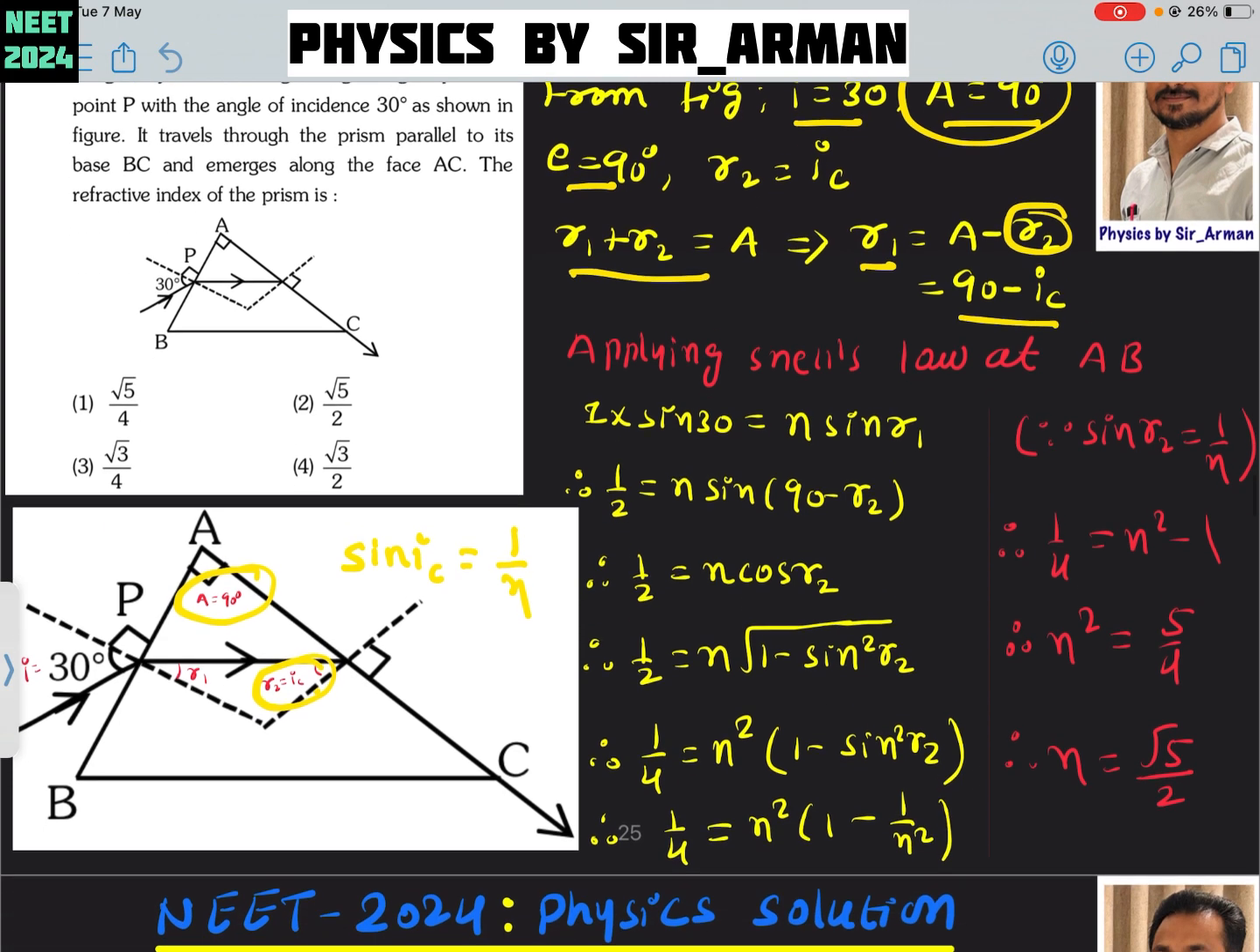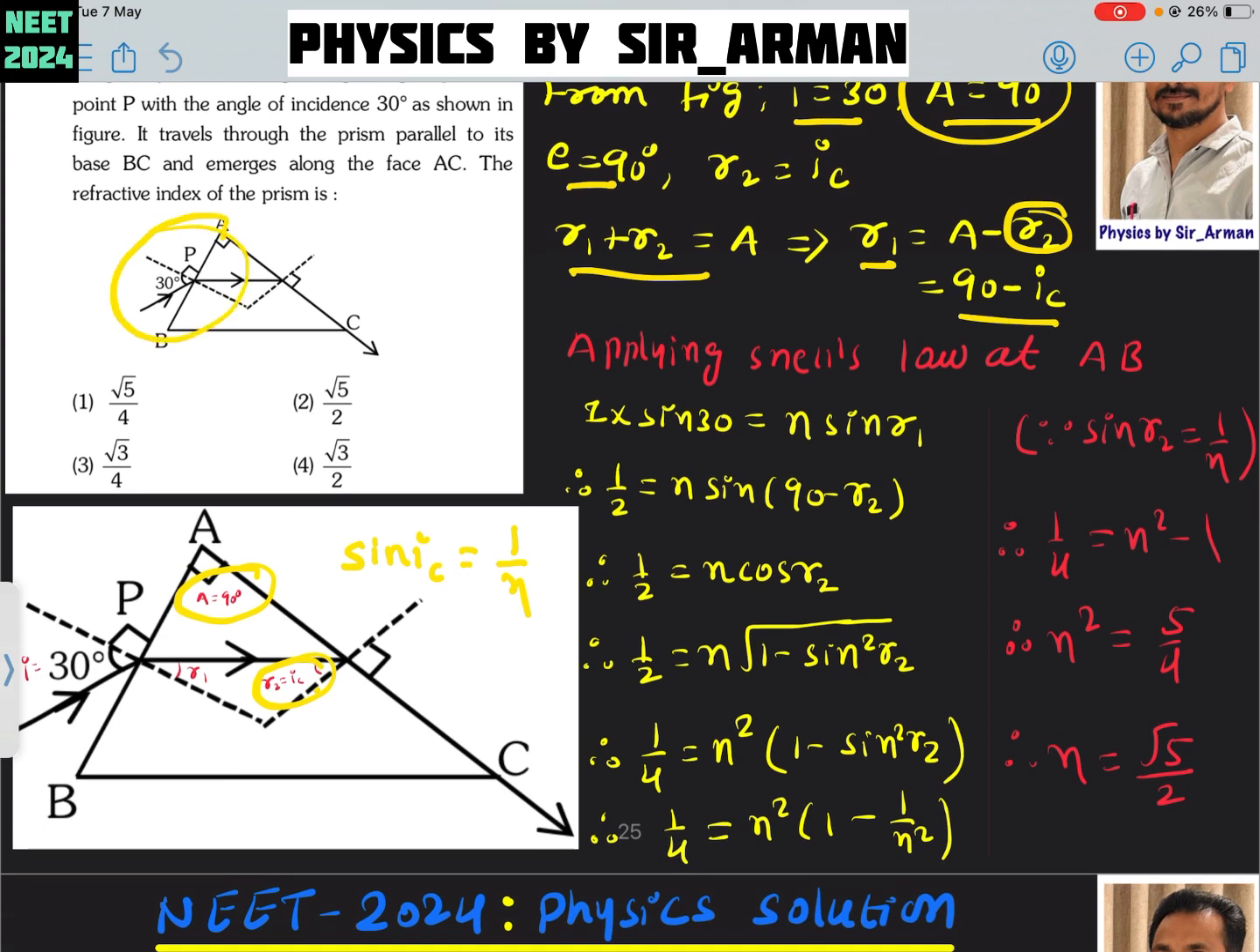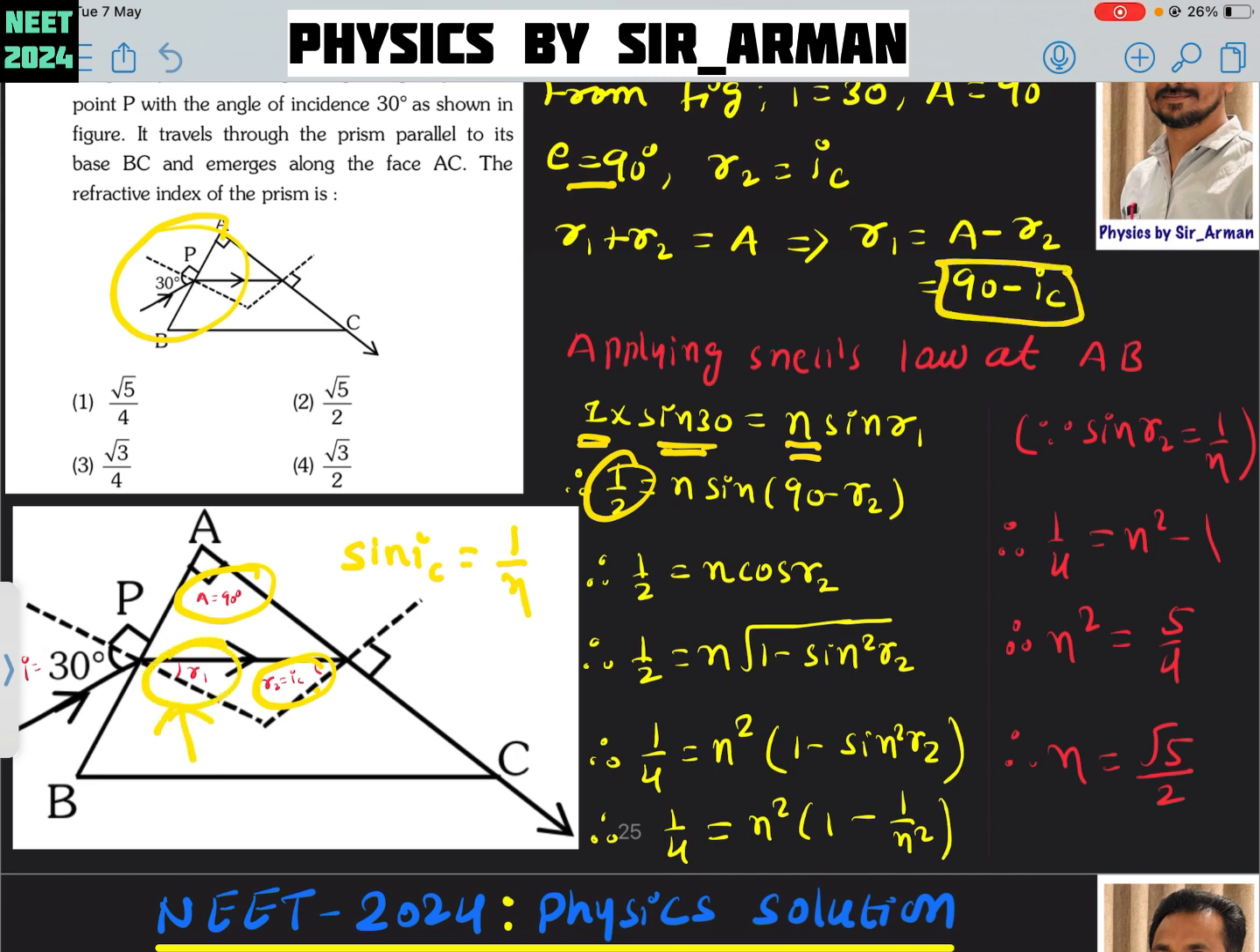Now what we are doing, we are applying Snell's law to this first surface, that is surface AB. So Snell's law is n1 sin theta 1 equals to n2 sin theta 2. So n1 it's air, so for air we are writing 1 and angle of incidence is 30, so sin 30 is 1 by 2, n is the refractive index of the prism, and sin R1. Now what is R1? R1 is this angle right here. So R1 is nothing but 90 minus IC, or 90 minus R2, any of the two you can put.